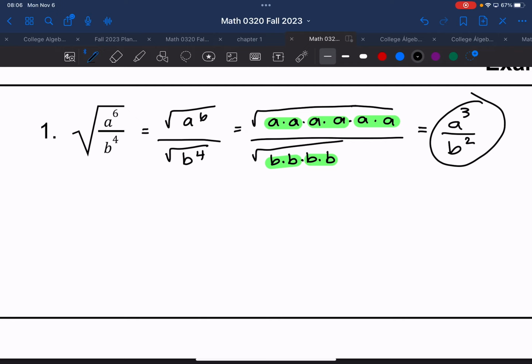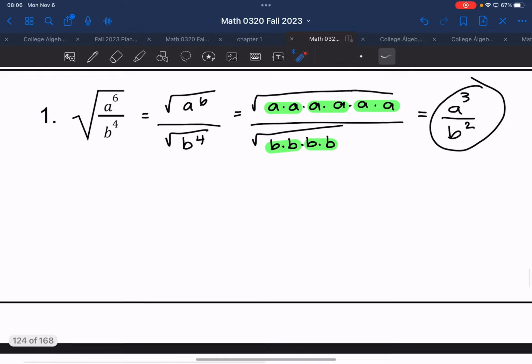Okay. What if there were things that did not have pairs? So for example, what if there was an additional a here that did not have a pair? Where would that a go? Under a radical, so our answer would include the square root of a. So if we have an additional one that does not have a pair, then we still have that square root in our answer. Okay, let's go ahead and look at number 2.